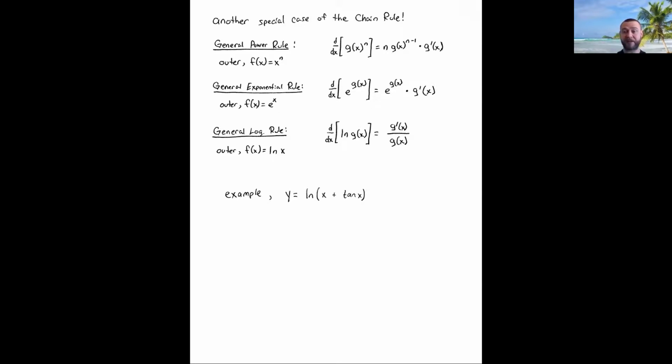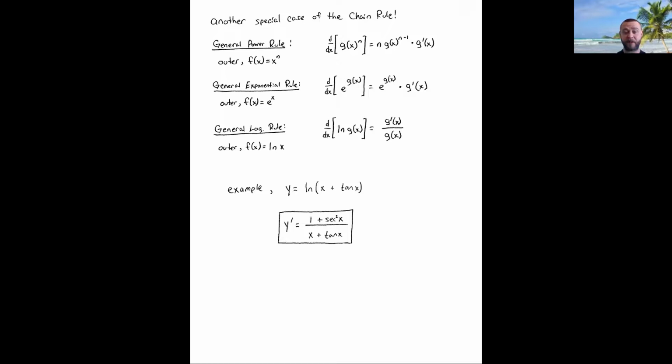X plus tangent of x has a simple derivative. X differentiates to 1, and tangent of x differentiates to secant squared. Notice in the denominator is the original function that fits the form for the general log rule, the derivative of the inside over the inside function, g prime of x over g of x.